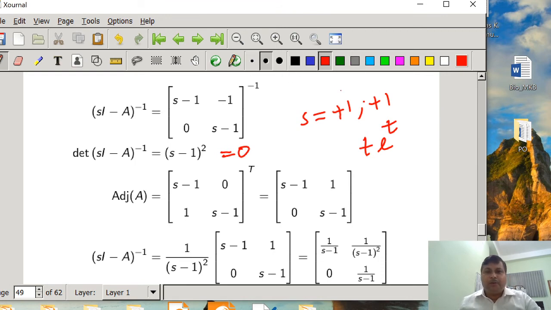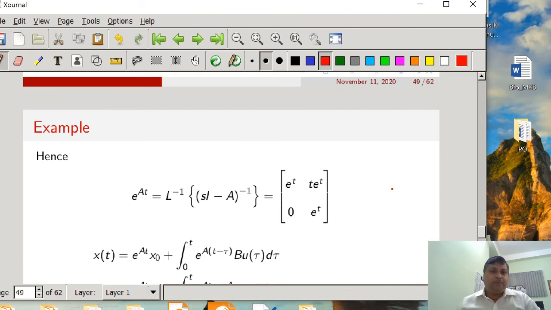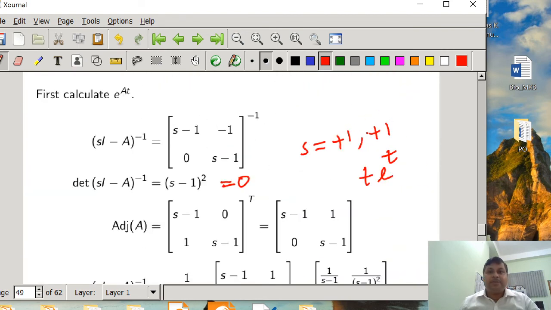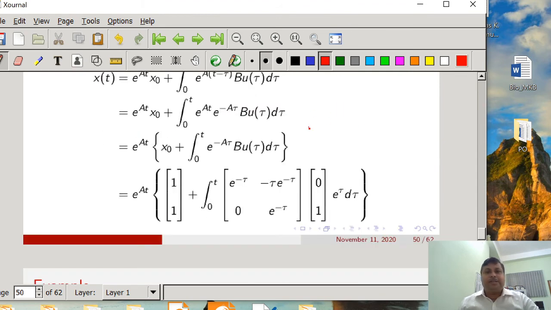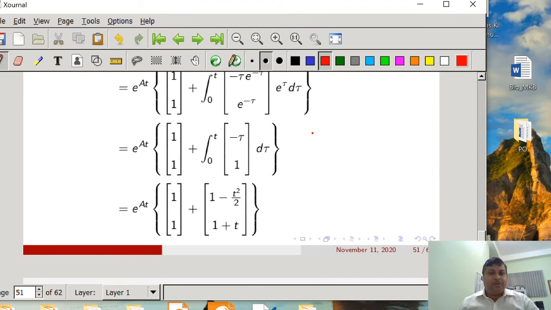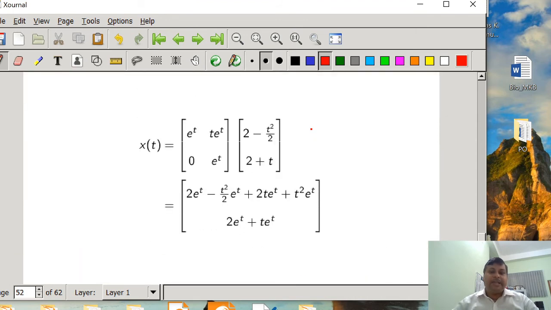If you compute it using the Laplace transform approach, you get e to the power At in this form. Most interestingly, you can see that all the exponential terms are growing, because the powers are positive. Why has it become positive? Because the poles, or the eigenvalues, are positive. Now if you compute x(t), the steps are shown here and you can follow easily. In the final expression of x(t), none of the states are converging; both the states are diverging, because the e to the power plus t terms are present.